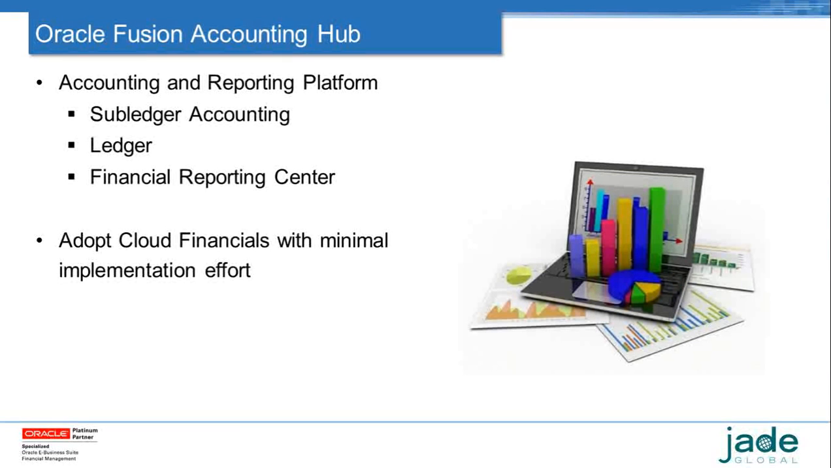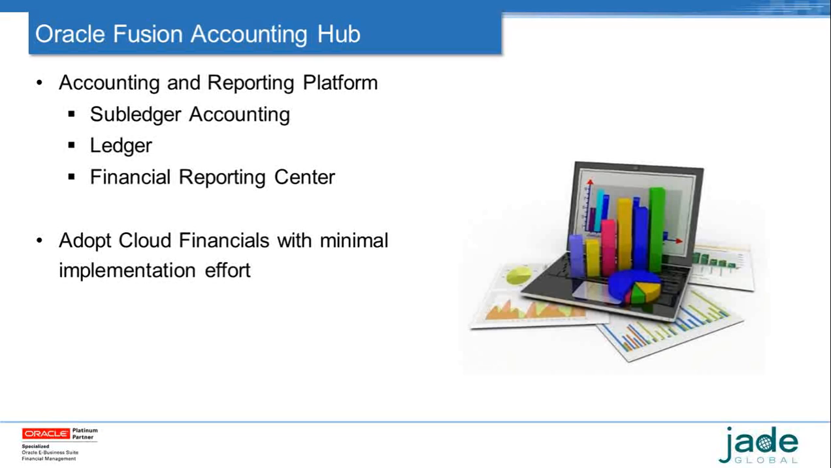Fusion Accounting Hub offers a flexible approach to system adoption, allowing customers to implement Fusion Financials as an accounting integration platform. Fusion Accounting Hub standardizes the accounting from multiple third-party transactional systems to consistently enforce accounting policies. It also meets multiple reporting requirements in an automated and controlled fashion.